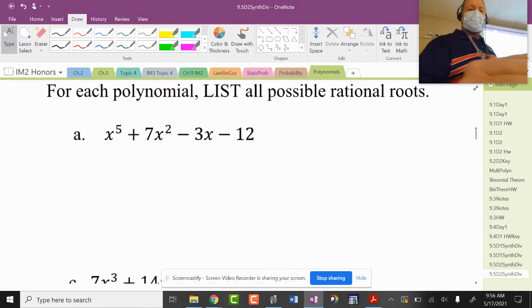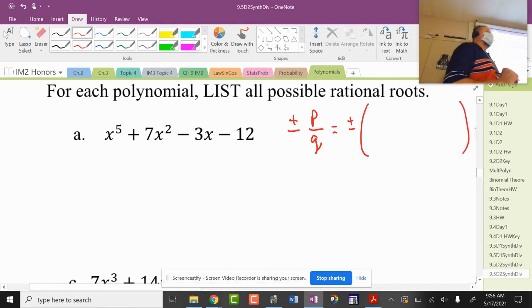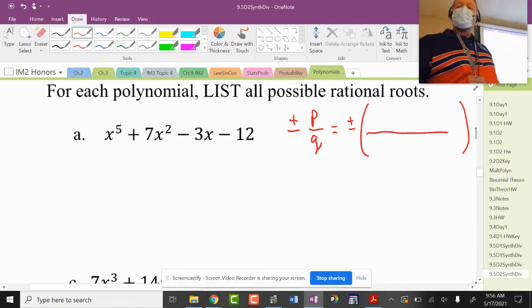So what I do with my CAT students is I right away say, okay, I'm going to make my plus minus P over Q list. I'm going to put it right here, and I'm going to do it lazily like I do with my CAT students. I don't want to write plus minus a million times. I'm going to put plus minus parentheses, and it's plus minus all of these things I'm going to write next. But this isn't the actual answer. This helps me get the answer.